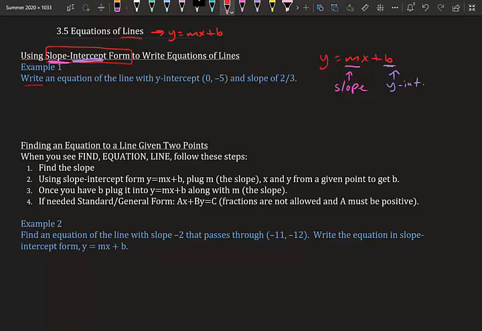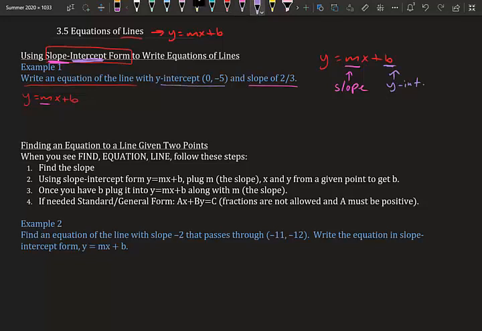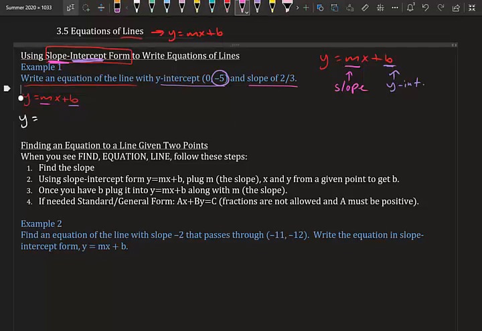So equation of a line, we know that is y equals mx plus b. Then we are given two things. We're given a slope and we're given a y-intercept. So we're going to plug it in. When you plug in the y-intercept, you only plug in the actual number, not the 0, the real value of the number. So we have y equals m, which is 2/3.